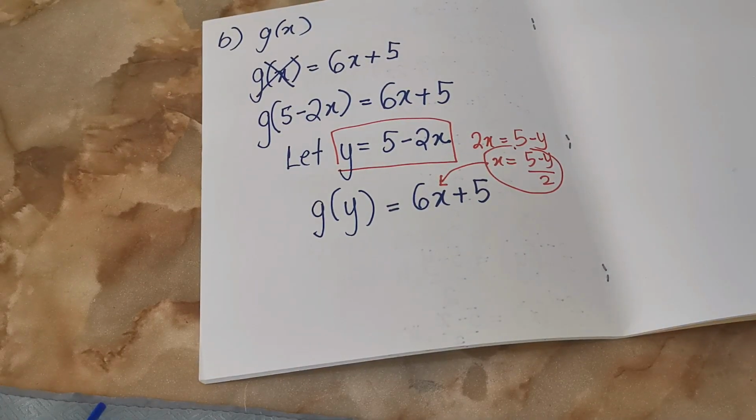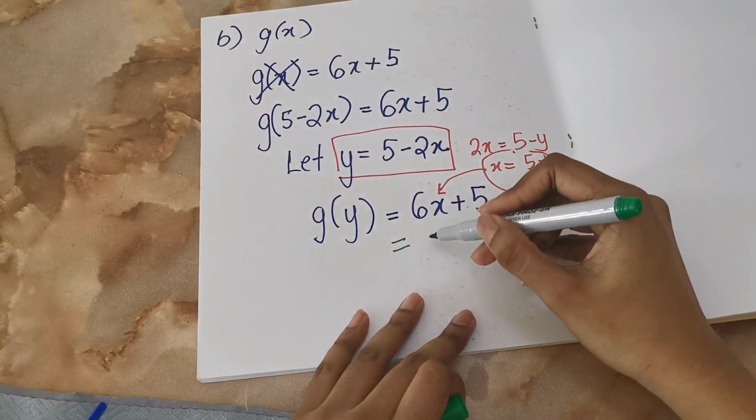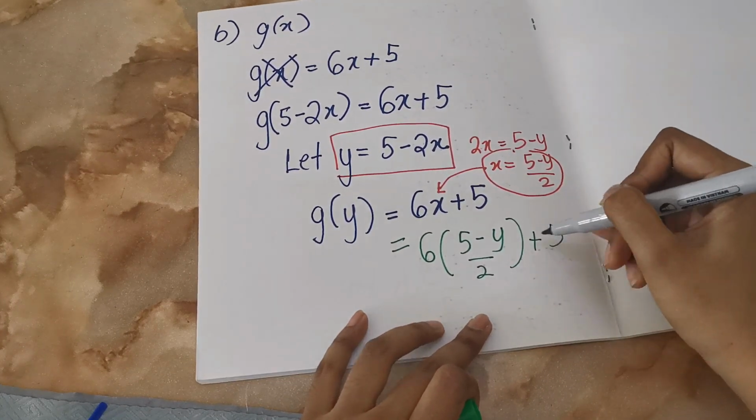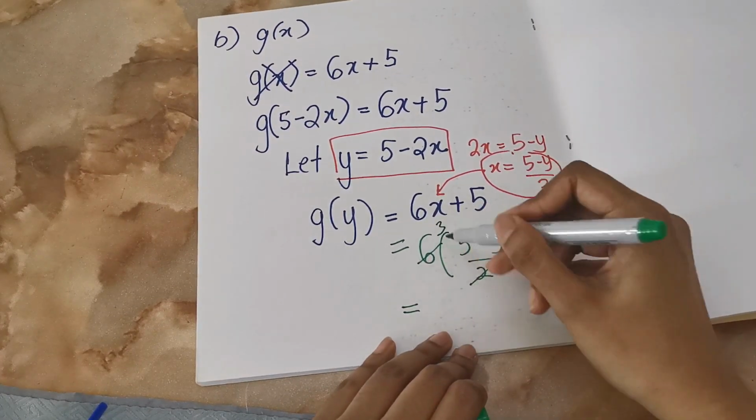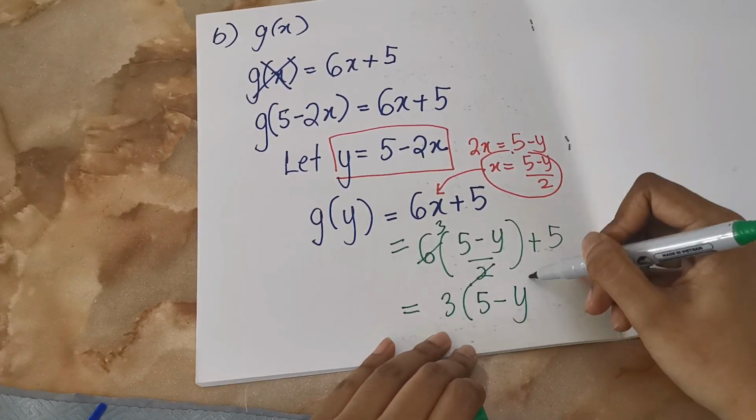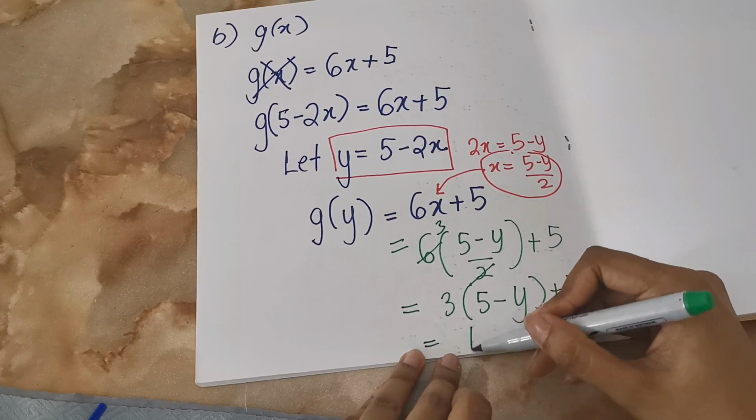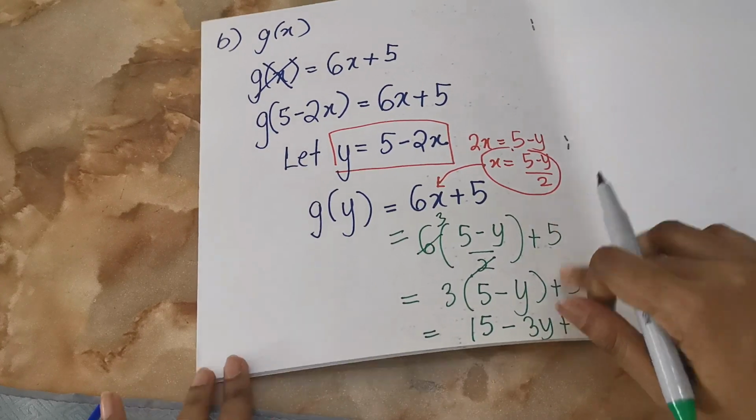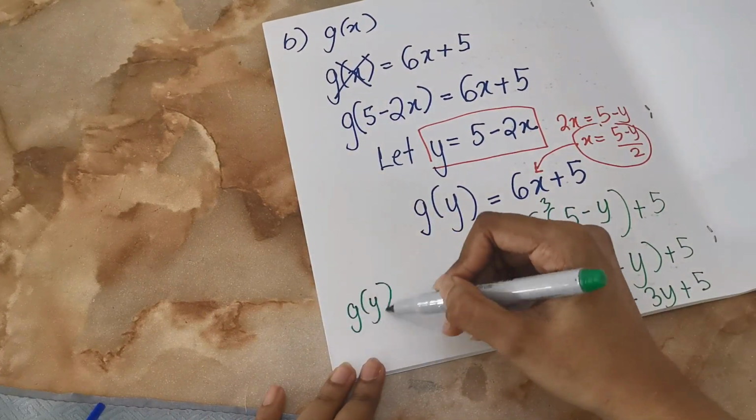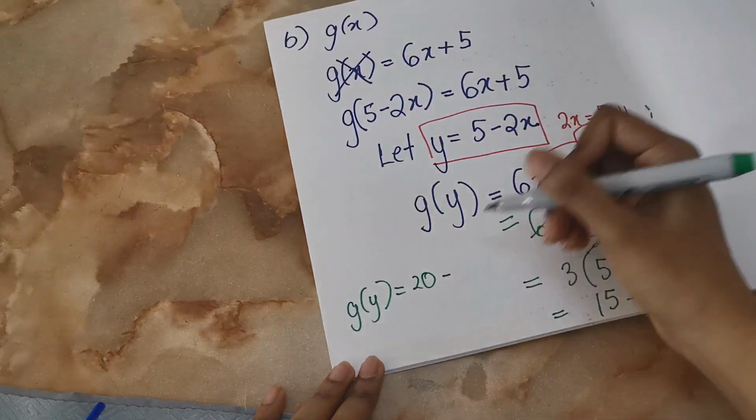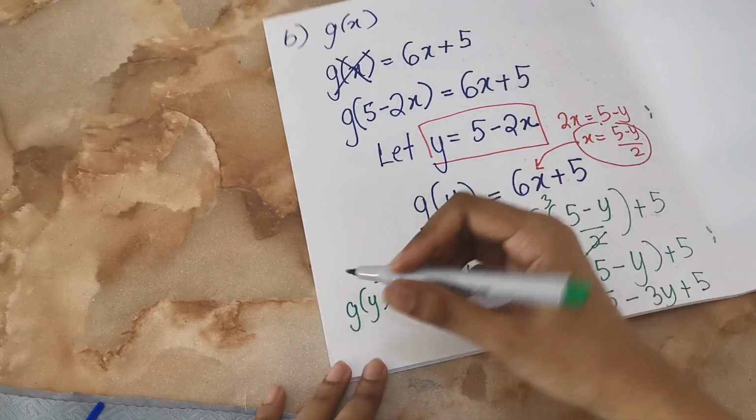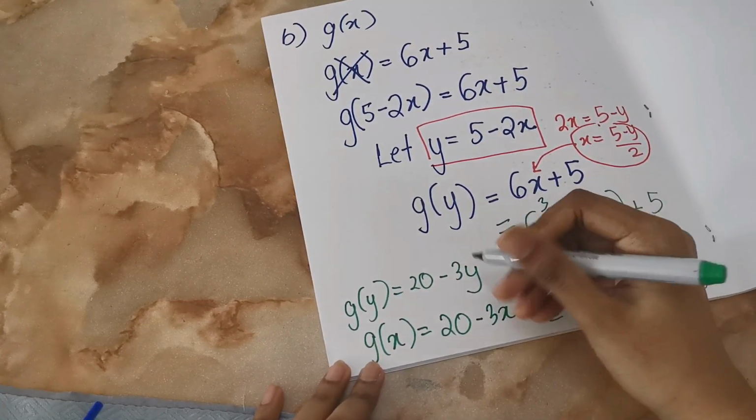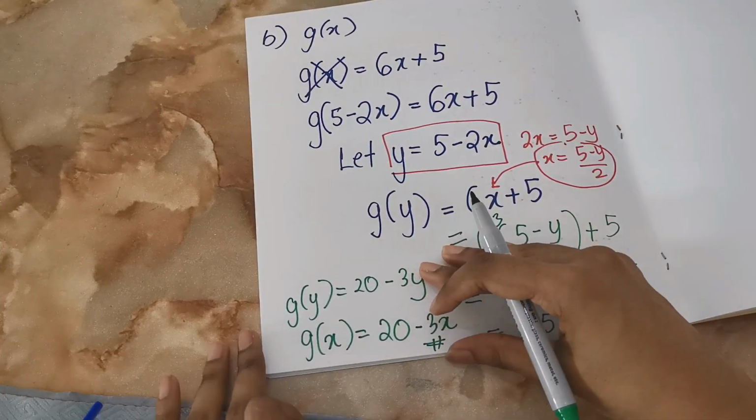So now here will be 6 times 5 minus y over 2, plus 5. So we cancel here, we get 3 times 5 minus y, plus 5. So here we obtain 15 minus 3y plus 5. So the final answer here, g(y) equals 20 minus 3y. Now change the y to x. So we obtain g(x) is 20 minus 3x. So this will be the final answer to find function g(x).